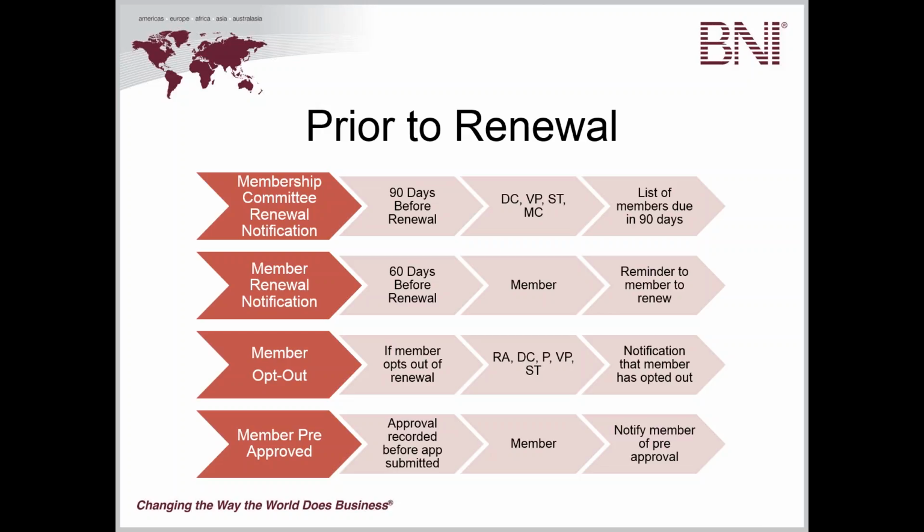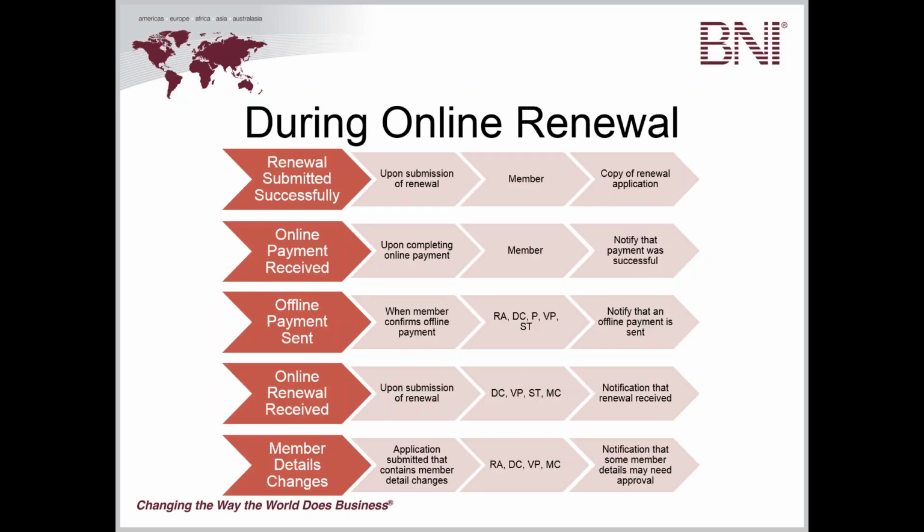There's also a pre-approval email that goes out to the member. Now, during the online process, so now that the process has started in one way or another, once it's been submitted, the member gets a copy of it. If they then proceed to the payment, an online payment, they will get an email confirming that online payment as well. If they decide to do an offline payment, then the office gets notified and the leadership team gets notified saying, hey, be on the lookout, an offline payment has been made.